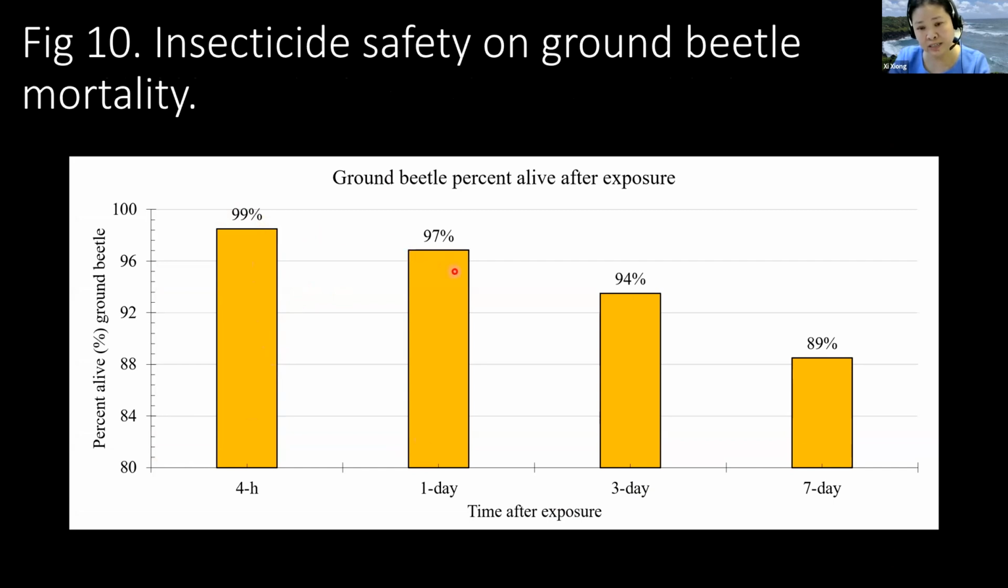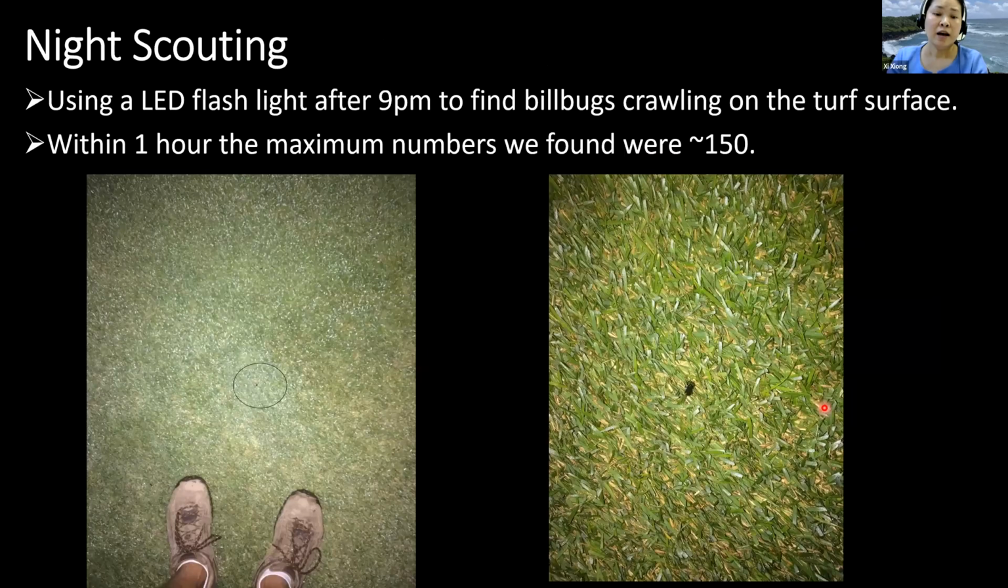But if we extend the exposure time all the way to 7 days, you can see that a little more than 10% of the ground beetle is going to be killed. So by saying that, when we use the insecticide there, we're not only potentially controlling the pest we want to control, we can also reduce the beneficial species, which is undesirable.